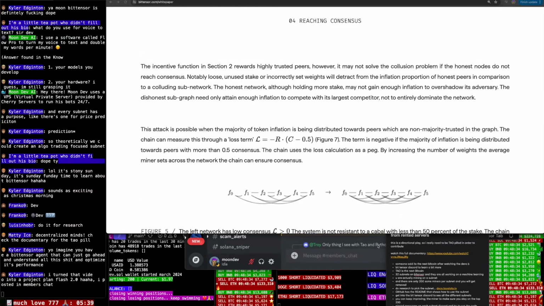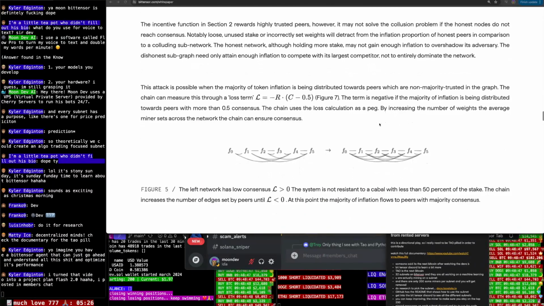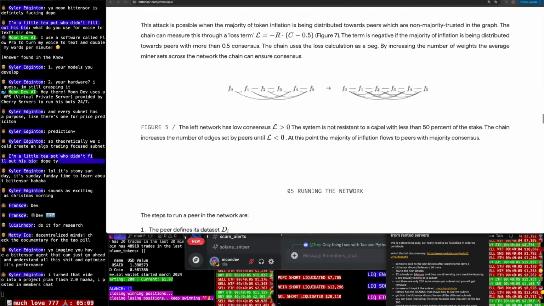This attack is possible when the majority of token inflation is being distributed towards peers which are non-majority trusted in the graph. The chain can measure this through a loss term. The term is negative if the majority of inflation is being distributed towards peers with more than 0.5 consensus. The chain uses the loss calculation as a peg. By increasing the number of weights the average miner sets across the network, the chain can ensure consensus.